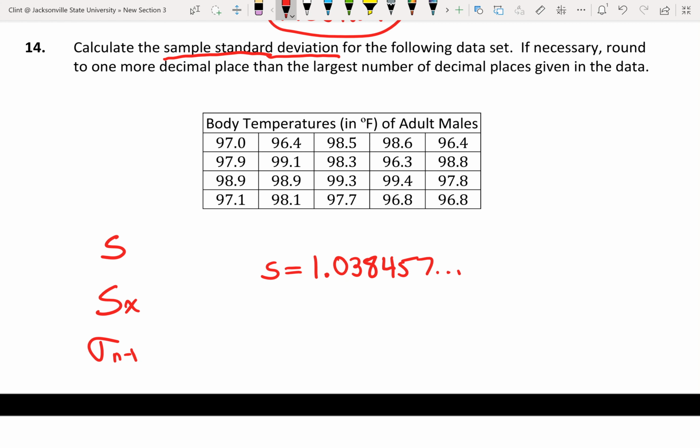It says round to one more decimal place than we had in the data. So if you look at our data, it had one digit after the decimal, so we want 2 digits after the decimal. So when we round, we're going to round the 3 up to a 4. Okay. We have a sample standard deviation of 1.04 degrees. Okay, so you just need to make sure you can do standard deviation in your calculator.